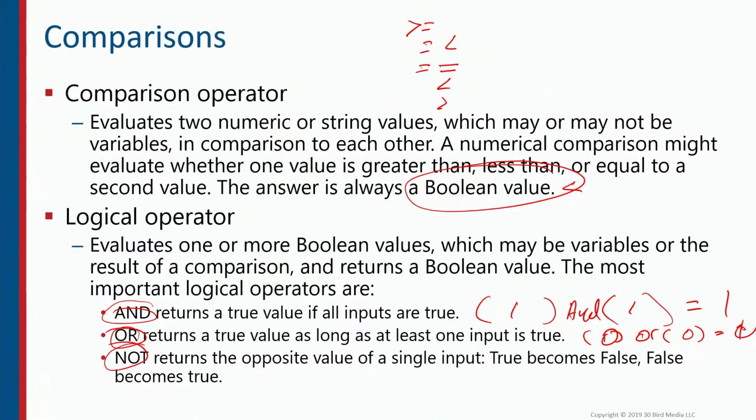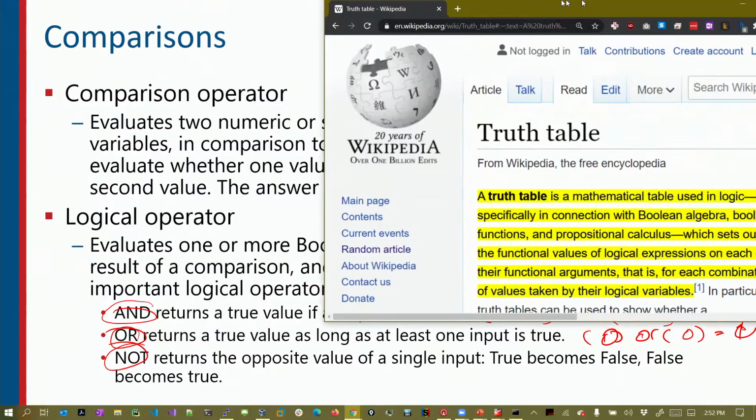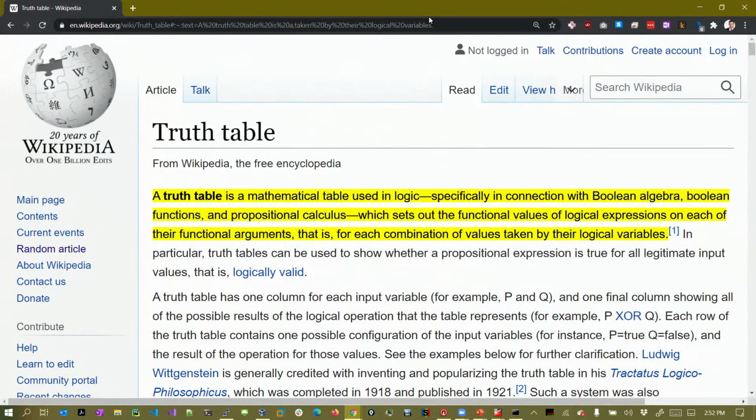And NOT is the opposite of AND. It flips over the polarity, basically. Reverses your logic. And there's truth tables out there for all of those things if you want breakdowns for all of those things. Friends at Wikipedia have got our back here.